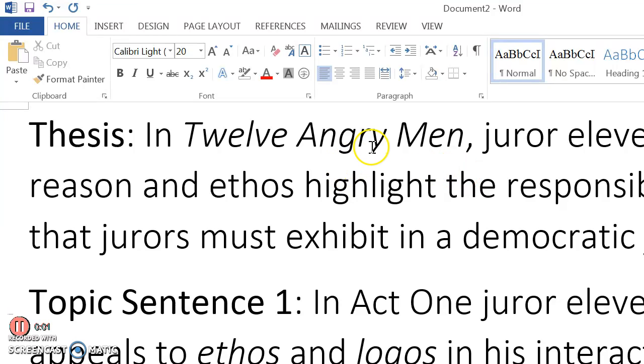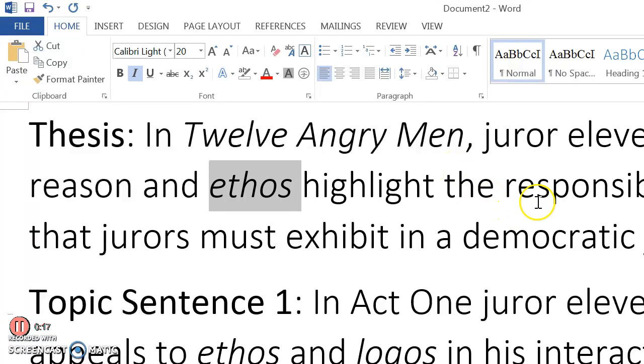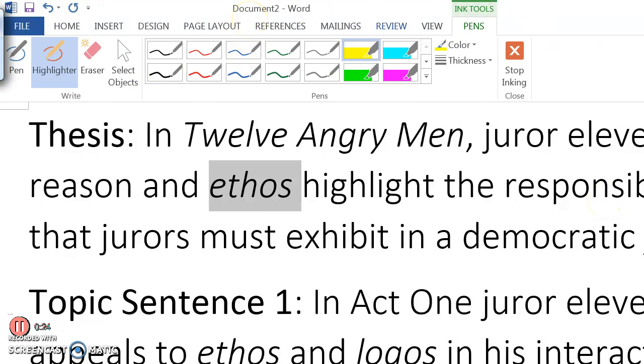Okay, so to start, here's our thesis statement. This is the same thesis statement that I wrote for you last week. In 12 Angry Men, Juror 11's appeals to reason and ethos highlight the responsibility and fairness that jurors must exhibit in a democratic judicial process. So the first thing that I would stress is that if you notice the large ideas in our claim that I have broadcast, this is exactly what I'll be discussing in every single example that I present you in this rhetorical analysis.